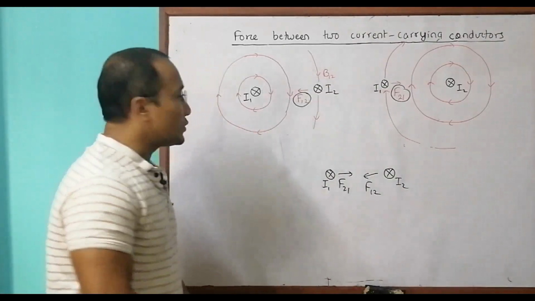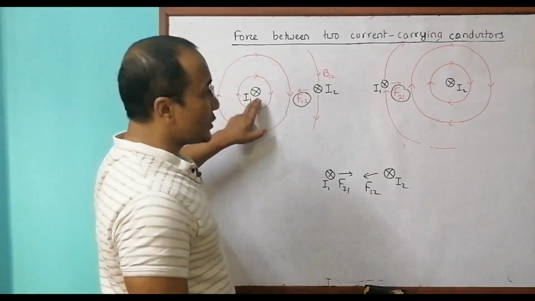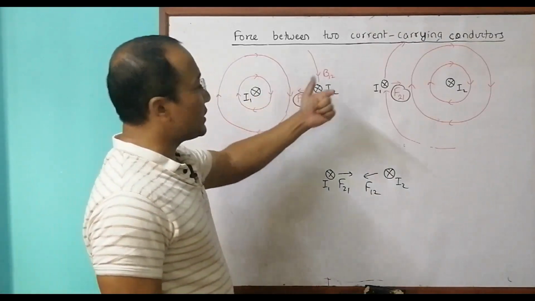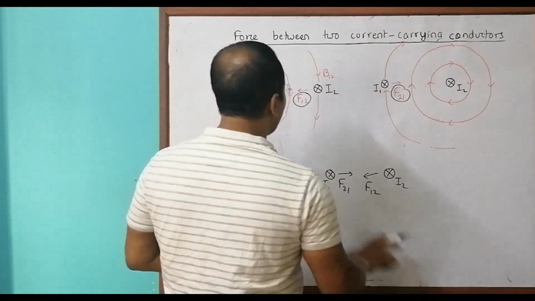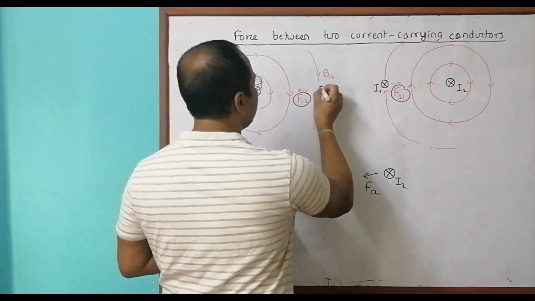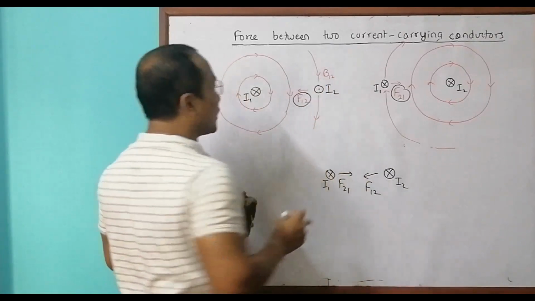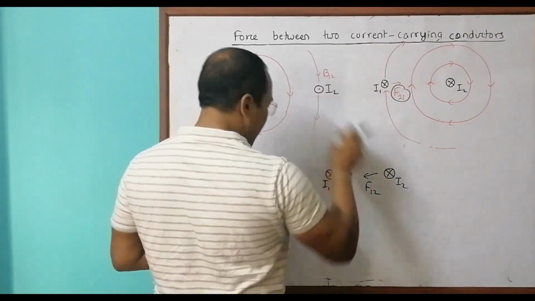So let's do the same for reverse directions. That means this is okay, and here current is coming towards you. So if that happens, let us see what else will happen. So I will draw it here. So this will be dot. So dot means that current is coming towards you. So all others are okay here.